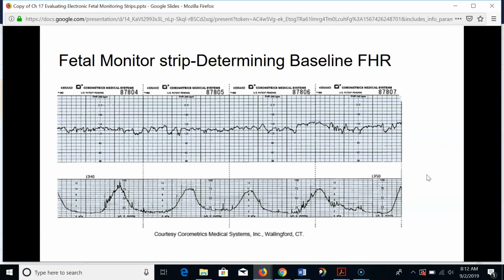When determining the baseline, it has to be rounded to the nearest 5. For example, you can't say the baseline is 132. It has to be 130 or 135. You cannot accurately detect anything between the 5s. The baseline in this one is 135 beats per minute. Please don't get frustrated if you can't see that. We will practice more of these in class.